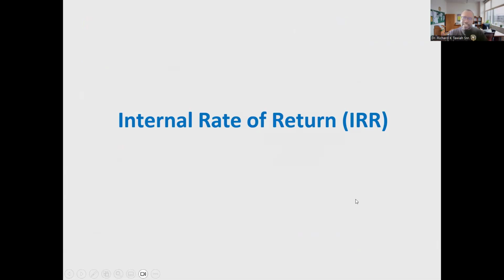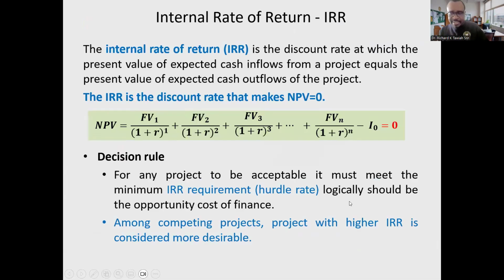Internal rate of return says that we have the initial percentage or discount rate, the hurdle rate. Choose another rate, or you may be given another rate. And then they ask you to compute another NPV and slot it into a formula. So it is the discount rate at which the present value of the expected cash inflows from a project equals the present value of expected cash outflows of the project. So it's like breaking even. So your NPV is 0.